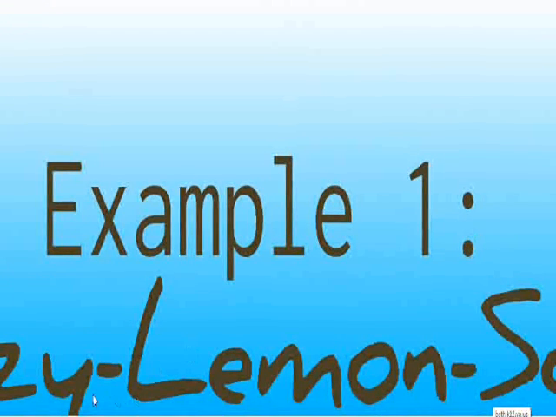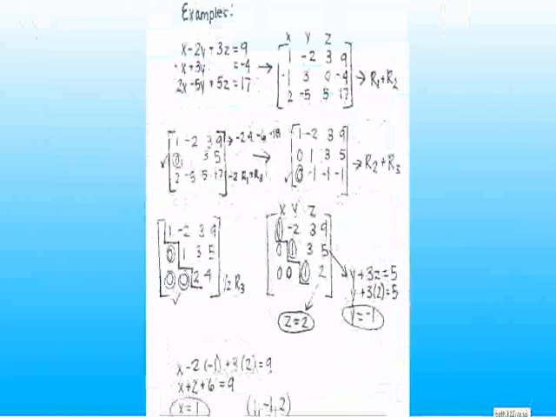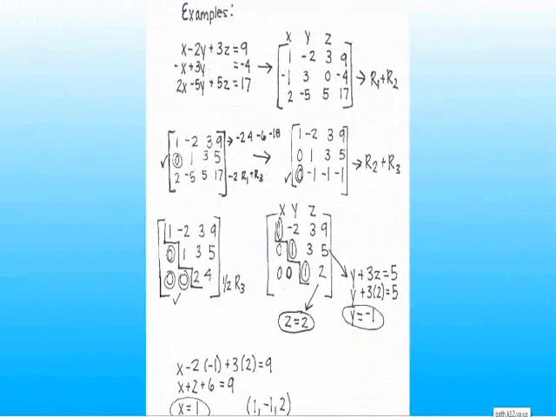Example 1. Easy peasy lemon squeezy. You're given 3 equations in a row. You want to take the coefficients of those 3 equations and put them into a coefficient matrix, which is this. You would then add row 1 and row 2 together, resulting in this, and giving you the leading coefficient of row 2 equal to 0, which is what you want.